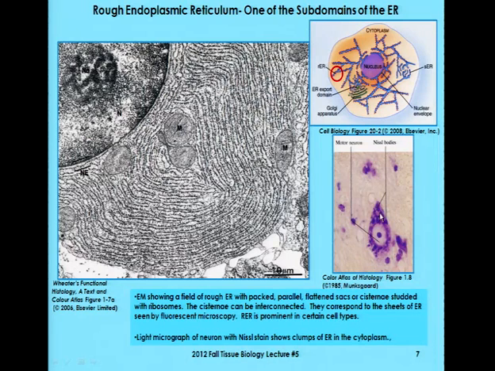And the high abundance of rough ER and ribosomes in these cells can be detected by basophilic dyes, and this is observed by clusters in the cytoplasm, which are called Nissl bodies.